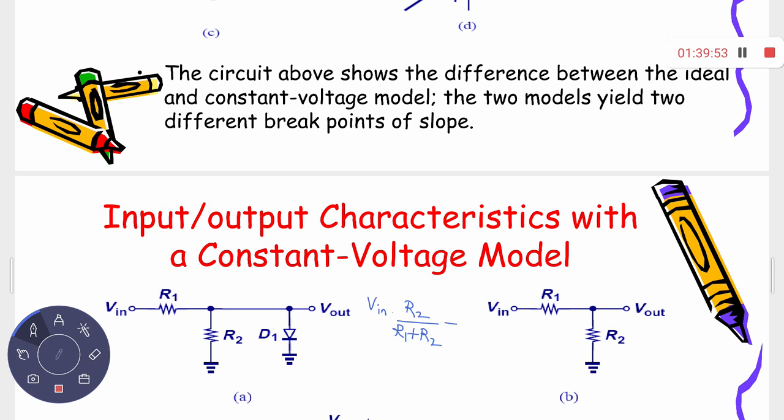So, when this voltage equals VD on, then something is going to happen. Because this is grounded, when this voltage equals VD on, the diode starts conducting. And when the diode is on, you have zero resistance, so the current will flow through this path. It will never follow that path.